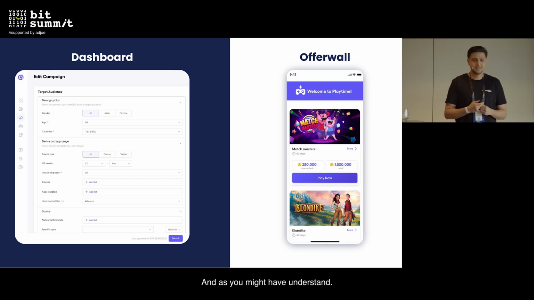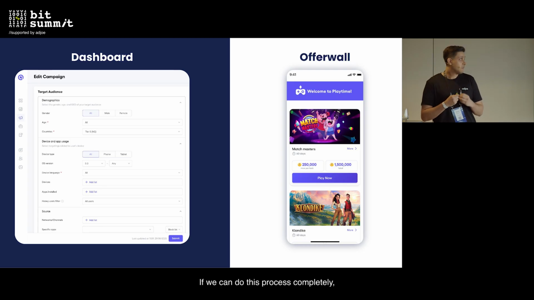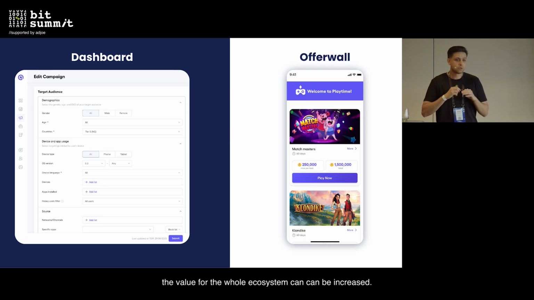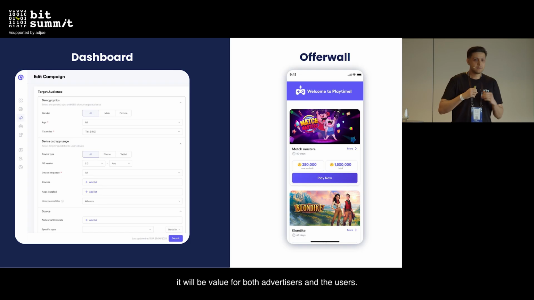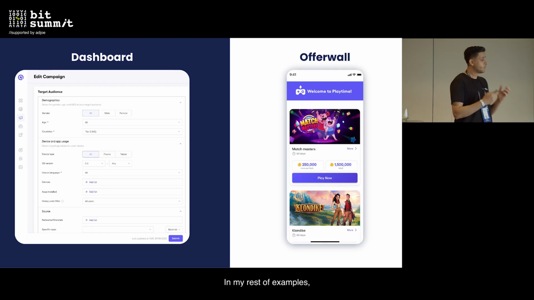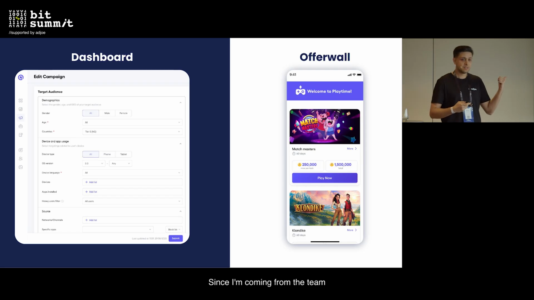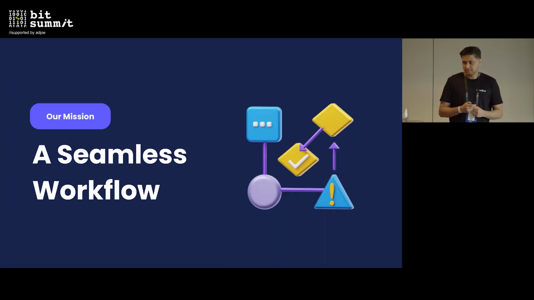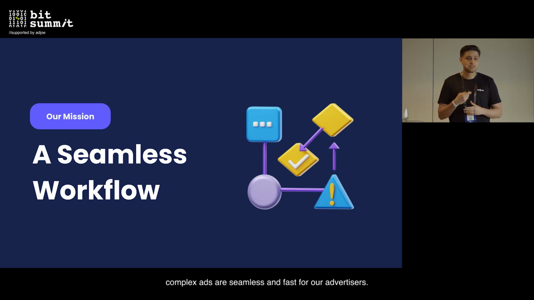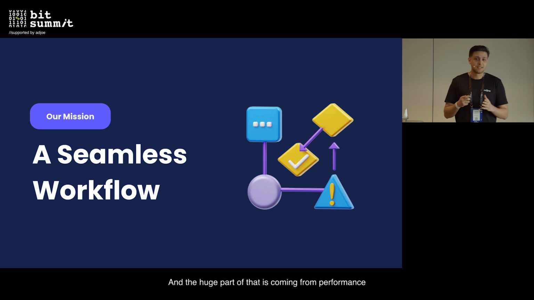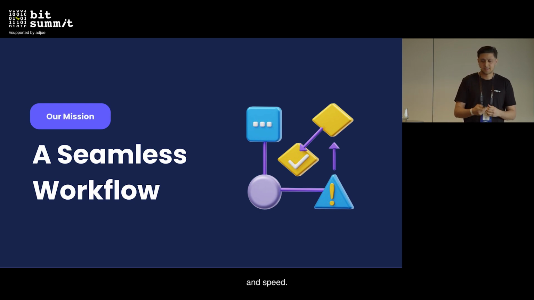And as you might have understood, if we can do this process completely, the value for the whole ecosystem can be increased. And with doing it completely, it will be value for both advertisers and the users. In the rest of my examples, I'm going to use the dashboard more than the other project, since I'm coming from the team who is working on this dashboard. And this is where that critical work happens. We should make sure that the process of creating these complex ads is seamless and fast for our advertisers. And a huge part of that comes from performance and speed.